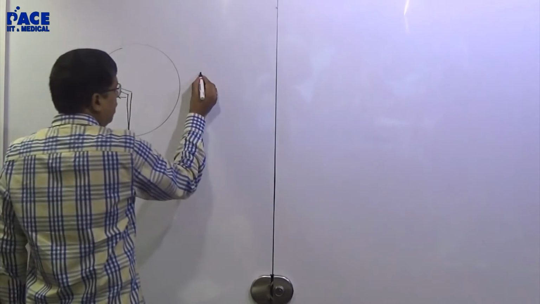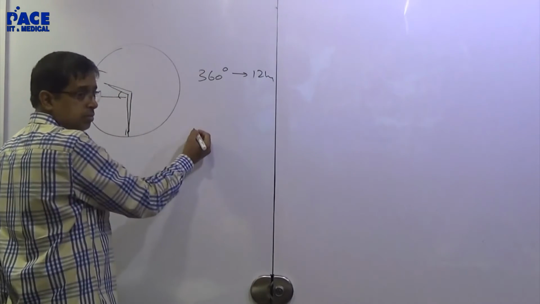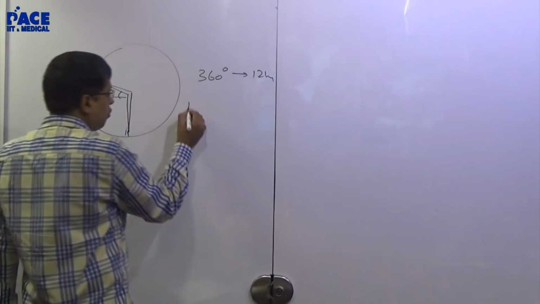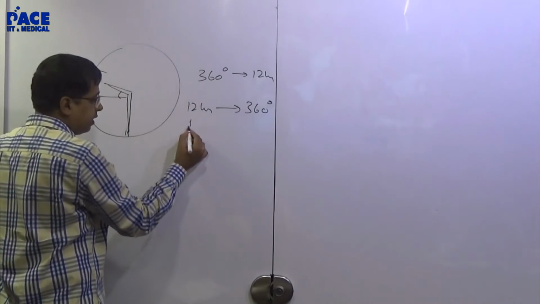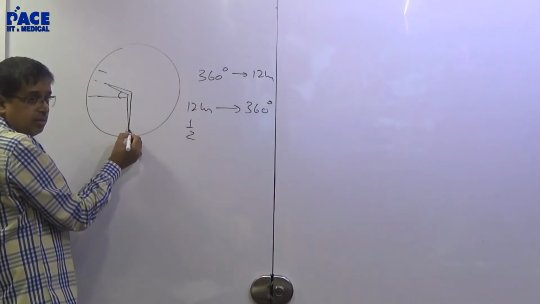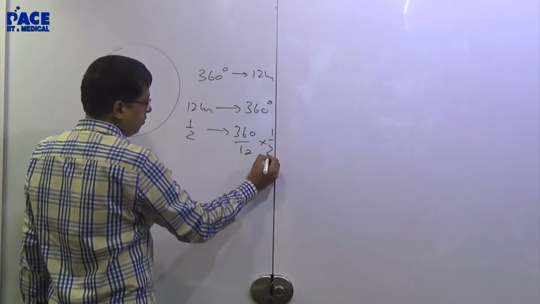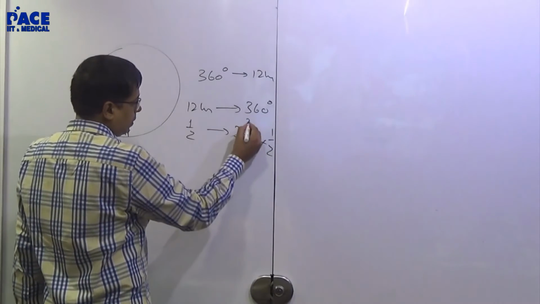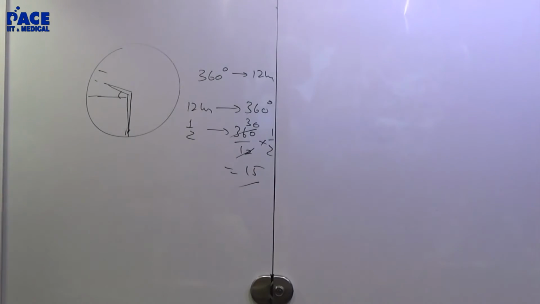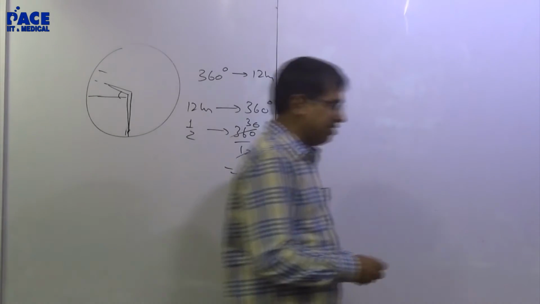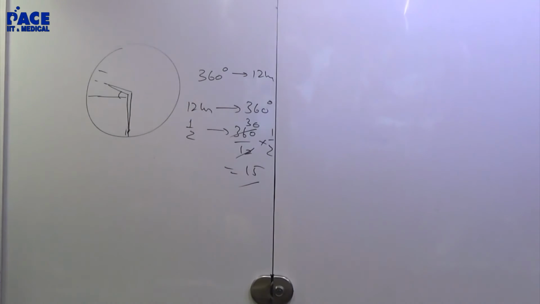The hour's hand will go by 360 degrees for 12 hours. Right? So for 12 hours, the angle is 360 degrees. For half an hour, 30 minutes means half an hour, it will be 360 by 12 into half. This is 15. 90 plus 15, yeah, 105 degrees. Good. CET हो जाएगा.